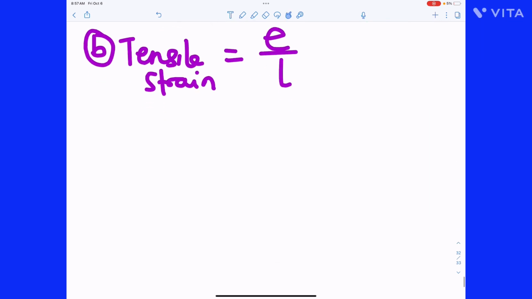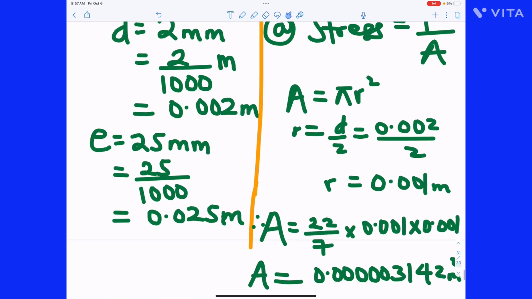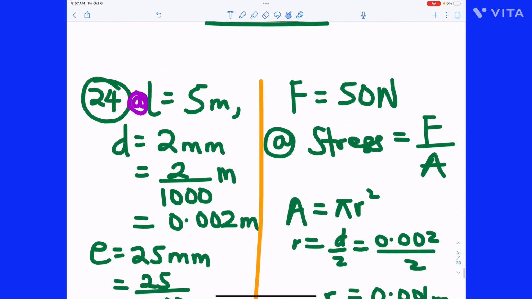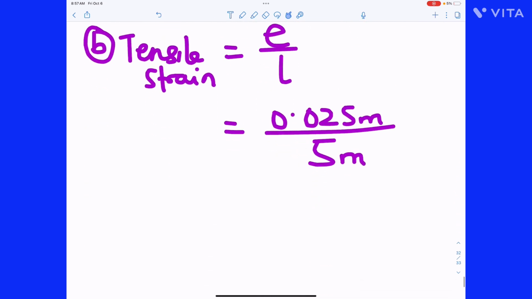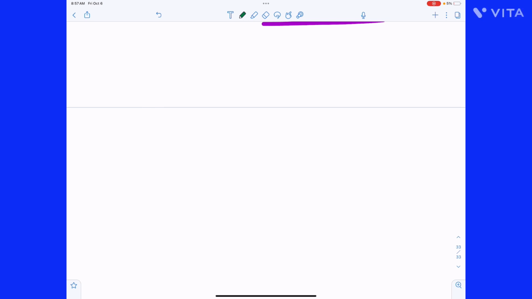That's a simple question. The extension produced, look up, we got it at 0.025 meters. The original length of the wire is 5 meters. Can you see that, seniors? So strain is extension over original length. There will be no unit in your answer. Meter divides meter. Just get the ratio and put the value here with your calculator. That ends question 24.